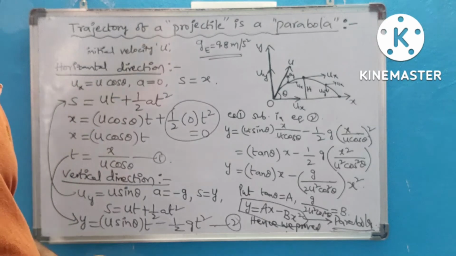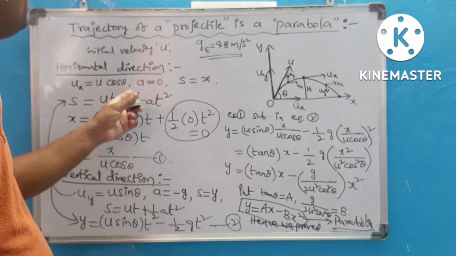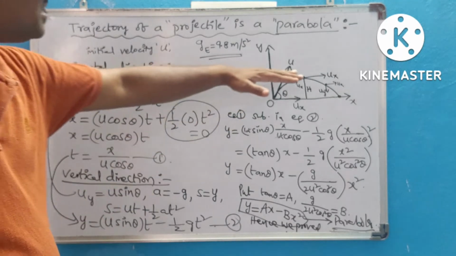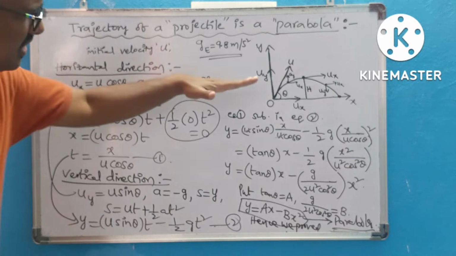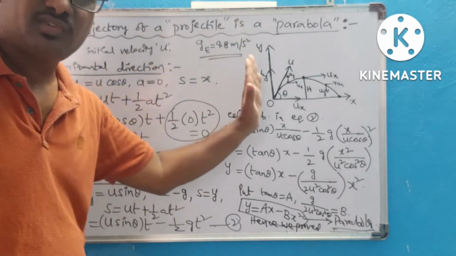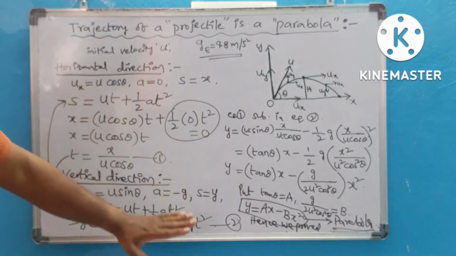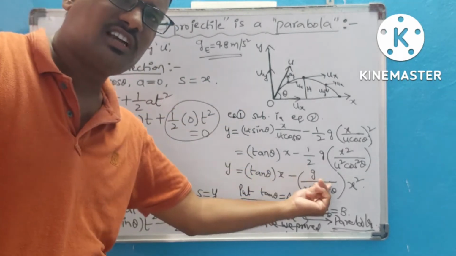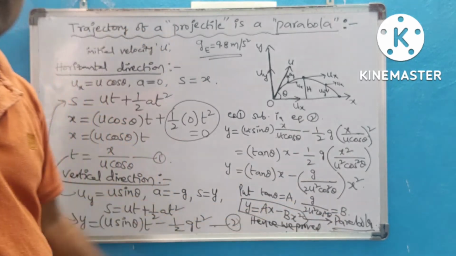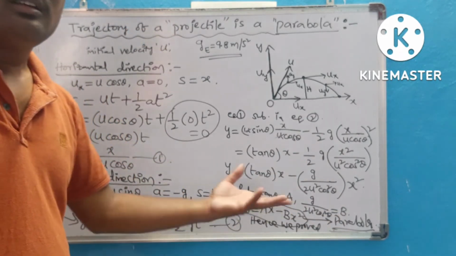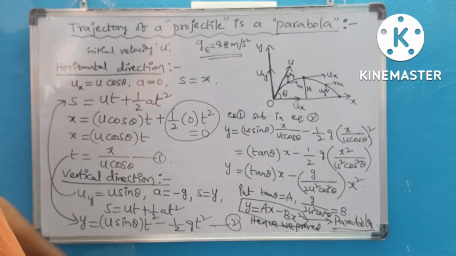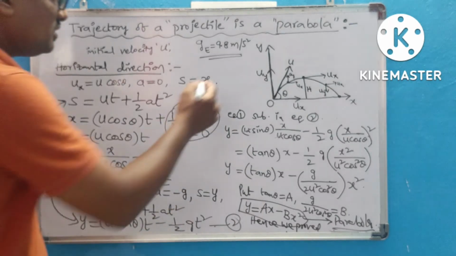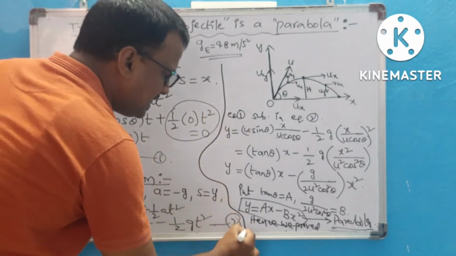Okay, is it clear everybody? Very simple and very important question. First we derive the equation for horizontal. Second, we derive the equation for vertical. Then the first equation is substituted into the second equation, and we put constant a and constant b. Finally we get the equation ax minus bx square. It's a very simple question, so don't treat it as a tough question. This is the parabola question.